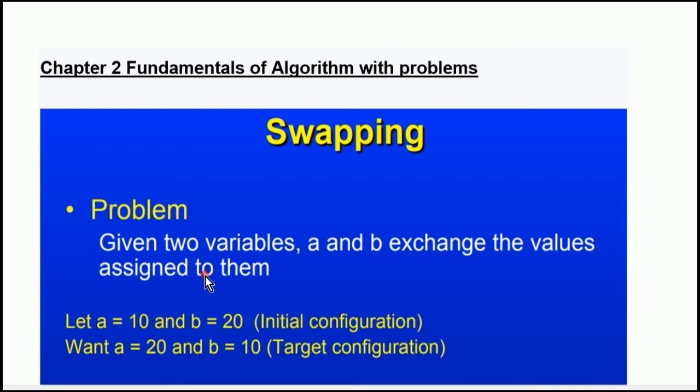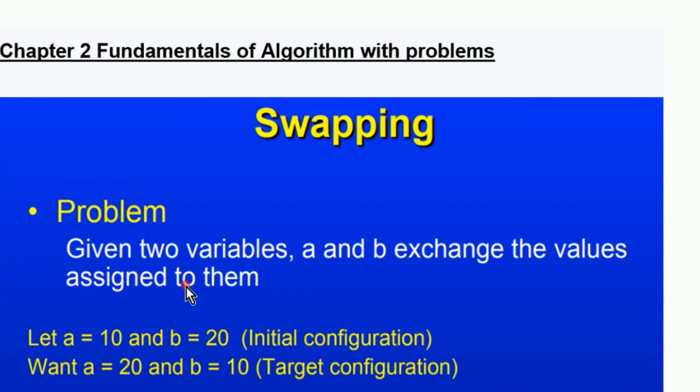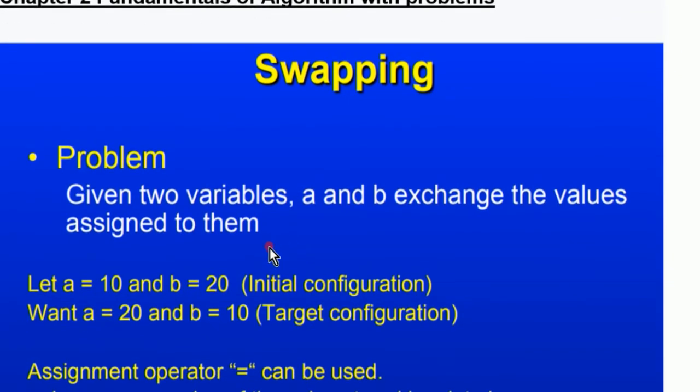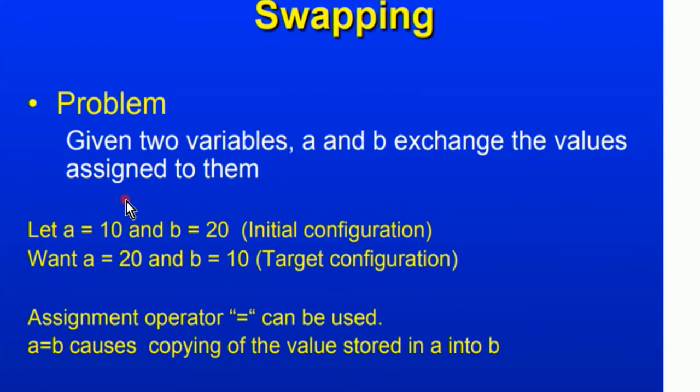Now I'll start with chapter 2, that is fundamentals of algorithms with problems. Here I'll try to explain all the concepts with problems, all the algorithm problems. First we will take swapping. As you know, swapping means exchanging the value from one variable to another variable. If the problem given is two variables a and b, and we have to exchange the values assigned to them, make the assumption a is equal to 10 and b equal to 20.